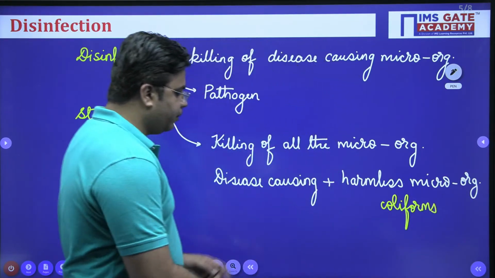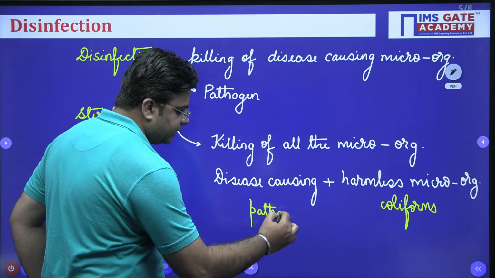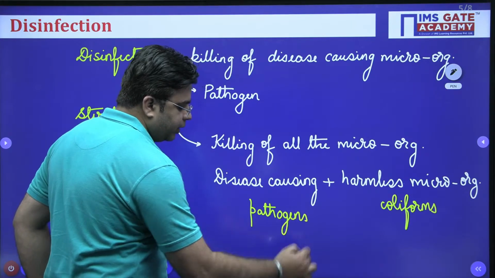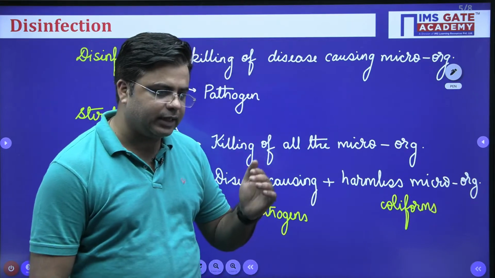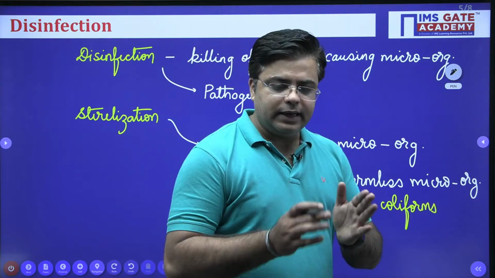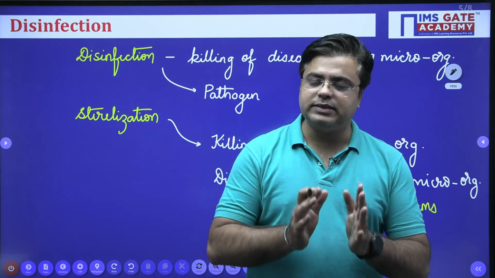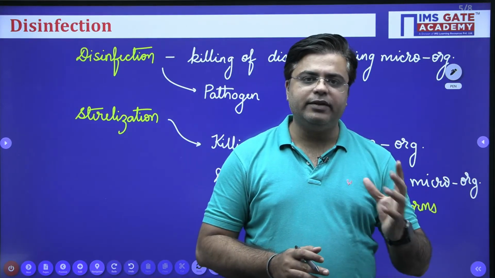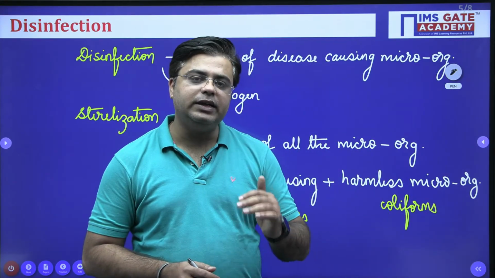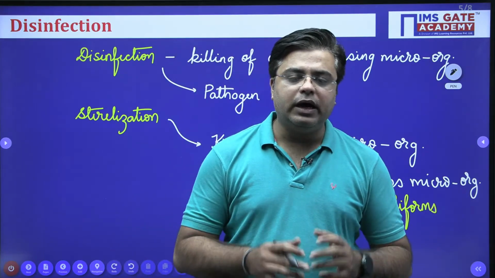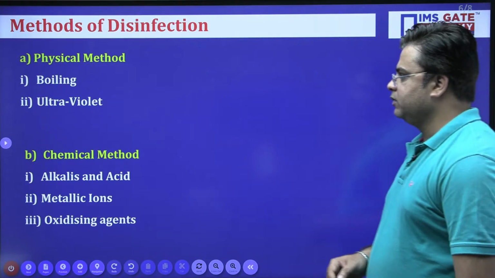So killing of pathogens and coliforms are just one of the examples, so that you can remember that coliforms are non-disease causing microorganisms. There can be other examples also. Killing of all the type of microorganisms present in the water is termed as sterilization. But while treating water, we are only interested in killing of pathogens. That is why we disinfect this water. Now, this disinfection can be done using any of the following methods.